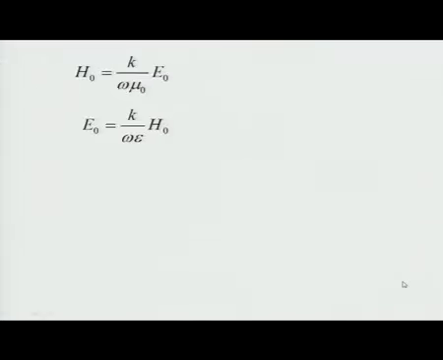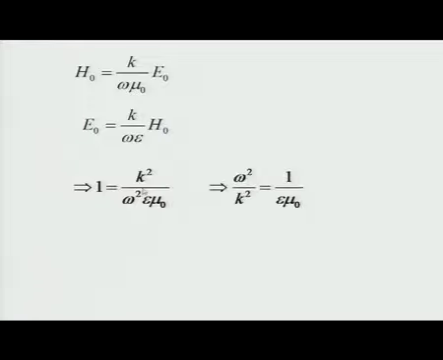Thus we get two sets of equations. H0 is given by this and E0 is given by this. If I multiply these two equations, then k squared by omega squared times epsilon mu naught becomes equal to 1. And so, taking omega squared on this side and k squared on the other side, omega squared by k squared becomes 1 over epsilon mu naught. Therefore, the velocity of the electromagnetic wave, which is given by omega by k, is equal to 1 over the square root of epsilon mu naught.